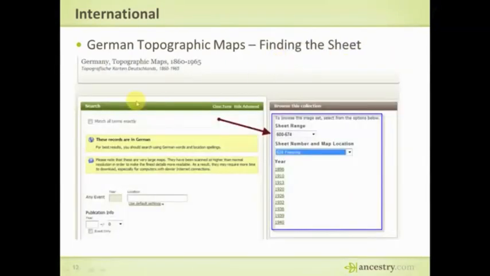And now when I go in to browse, I'll go into the German topographic maps, the main page. You can see these aren't searchable. So you'll want to go in and find that sheet number. You'll want to find the sheet range. That's going to open up the number. You'll select the number for Friesing. And this is going to give you a list of all the years that are available in the map collection for that area. And so I can go in and select a map.